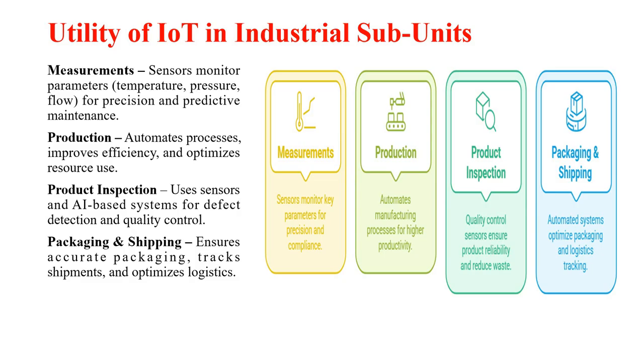Then coming to packaging and shipping, here automated packaging lines ensure precise filling, sealing and labeling, and RFID and barcode scanners will track the shipments. These will reduce errors and losses, and real-time logistics tracking will optimize the supply chain and management.